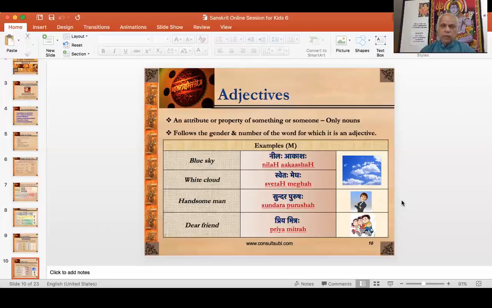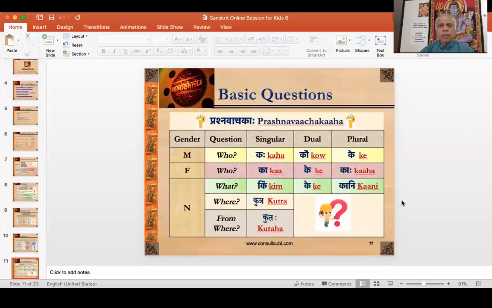So, there are adjectives which qualify the noun and therefore you have the different words, and what I've given you all relate to male gender. You have got gender in Sanskrit, you have to be very careful about what gender it is, and therefore the adjective will also change according to the gender. Okay, now coming to basic questions, which we all use every day. Prashna means question. Prashna vachakaha means question words, basic questions.